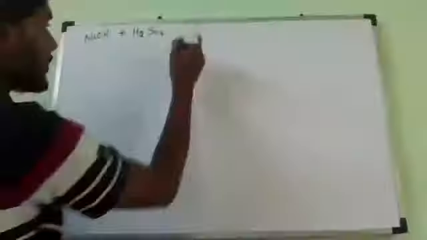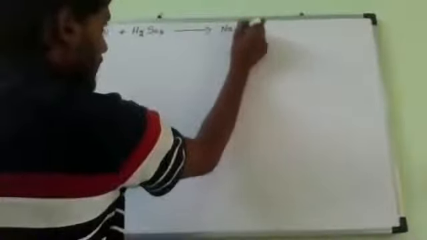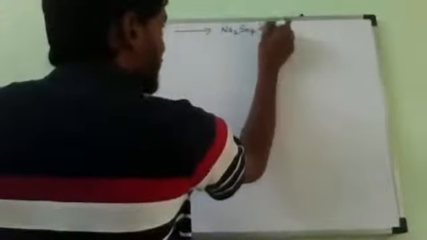Now, what is the chemical equation? Anybody, any idea? Sodium hydroxide, what is the formula? NaOH is sodium hydroxide, plus sulfuric acid, H2SO4, which will give you sodium sulfate, Na2SO4, plus H2O. Water symbol is H2O. Is it okay? Yes or no? Now what is the next step?